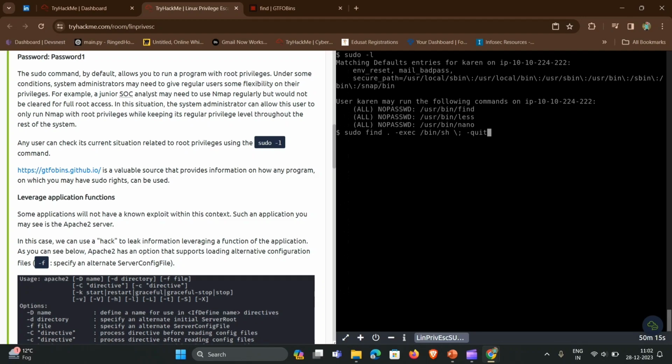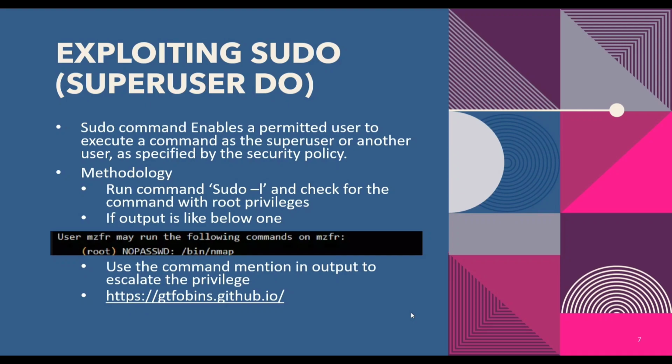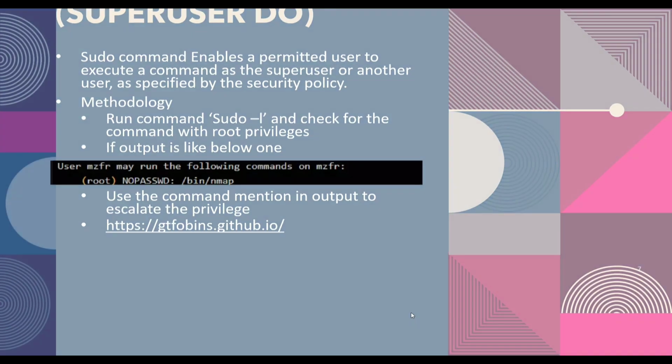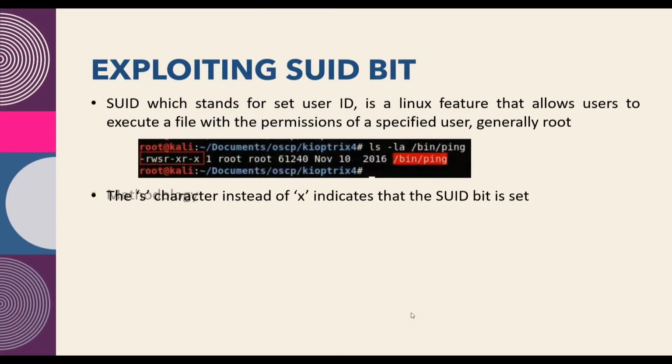So in this command, basically what we are doing is running our shell with the root privileges, which in turn will help us to get the root shell. So now let's run it, and yes, here we got the root shell. Hope you got it. Now let's move to one other technique. Yeah, exploiting the SUID bit.